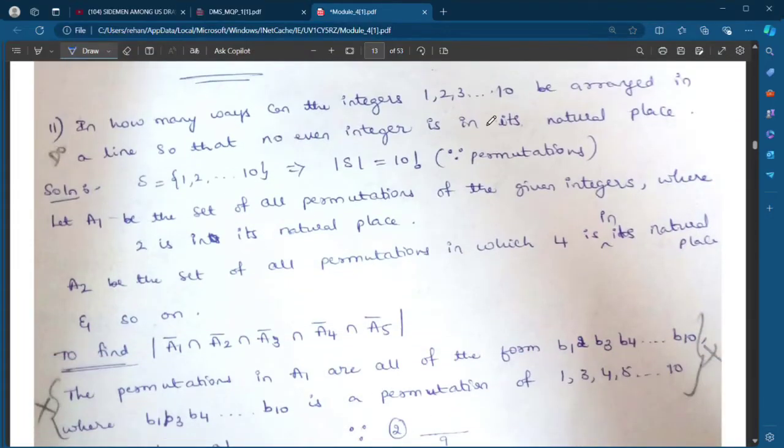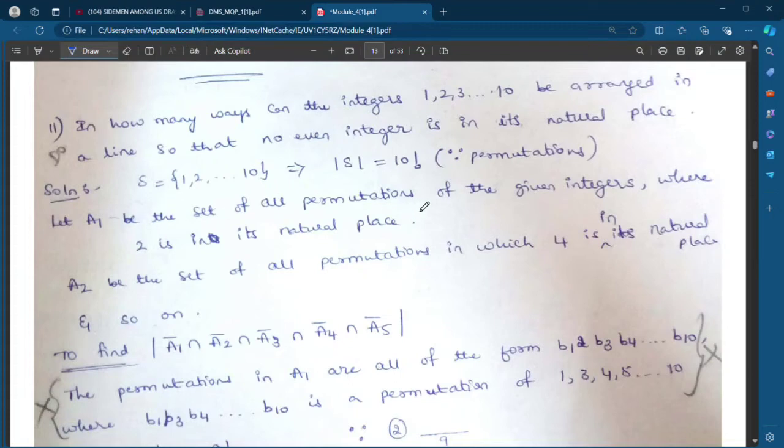In how many ways can the integers 1 2 3 up to 10 be arranged in a line so that no even integer is in its natural place? This I have not done. So here for permutation, S equals 10 factorial, 1 to 10. So no even number is in its natural place.